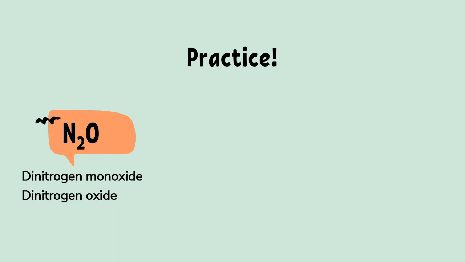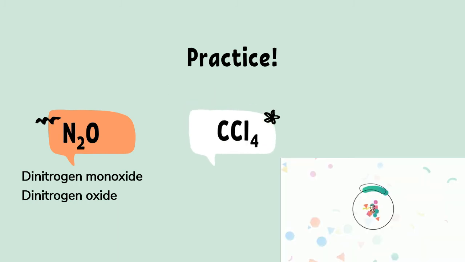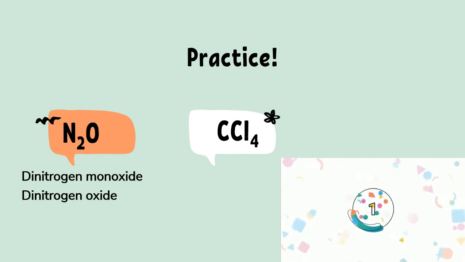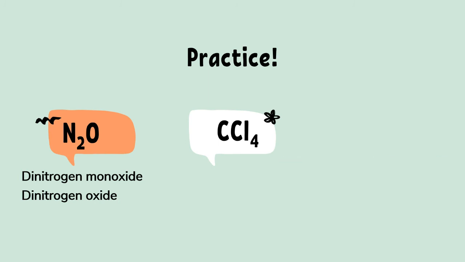Next example. What do you think is the name of this covalent compound? So that is carbon tetrachloride. So the first element is C, which stands for carbon, and then the second element is chlorine, which is the second nonmetal. Both are nonmetals, by the way. So the first element is carbon, and then the second element is tetrachloride.